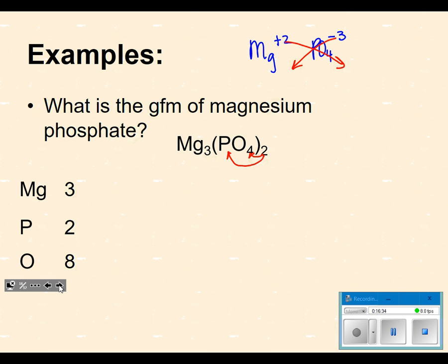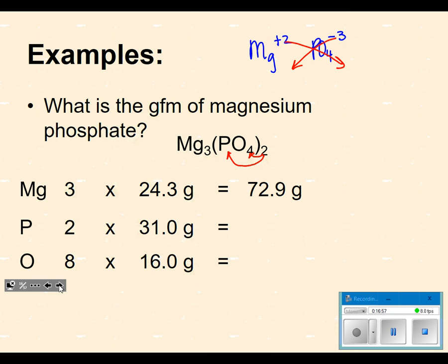So now we have magnesium. We're going to look up our atomic masses off our periodic table. Magnesium would round to 24.3 grams. Phosphorus would round to 31.0 grams. And oxygen would round to 16 grams. Then we would do our multiplication. 3 times 24.3 would give us 72.9 grams. 2 times 31 would give us 62.0 grams. And 8 times 16 would give us 128.0 grams.